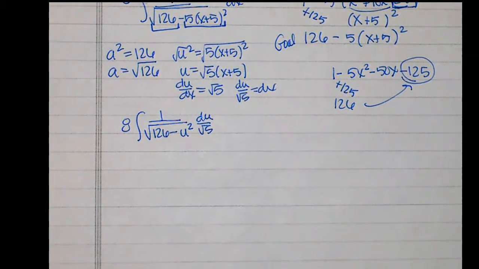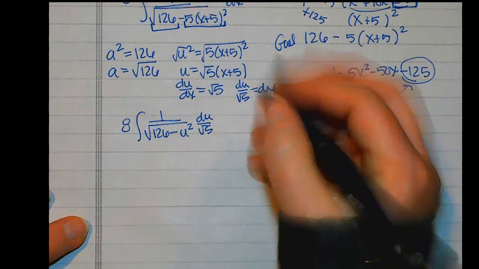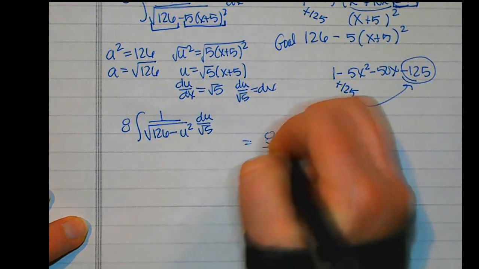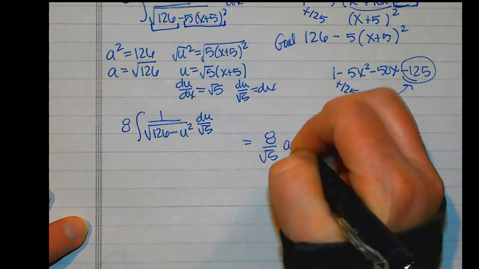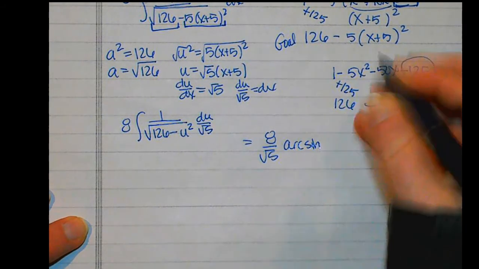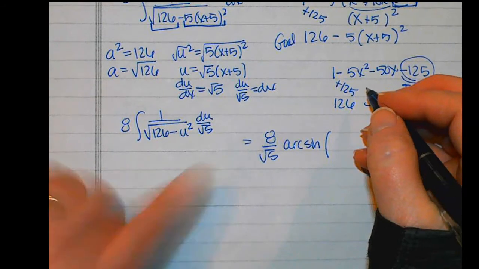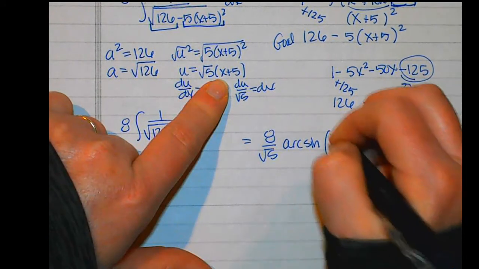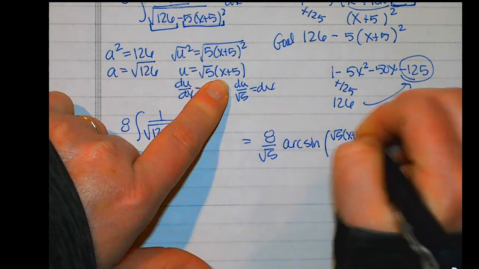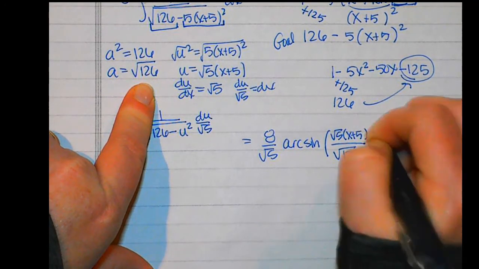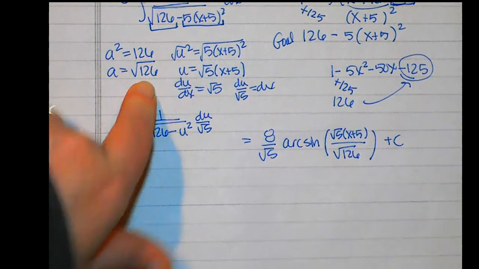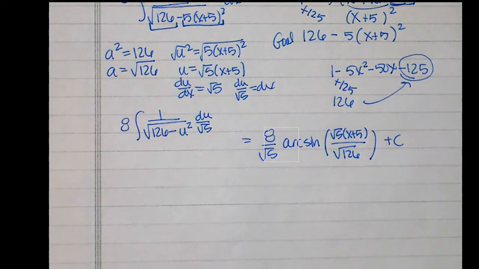And now, go ahead, Charlotte. So now you put it with the 8, and your answer is 8 over the square root of 5, and then you write out the arc sine stuff. Arc sine of u, so u is this, over a. Plus c. Don't forget that plus c. Of all the things, that's the easiest.